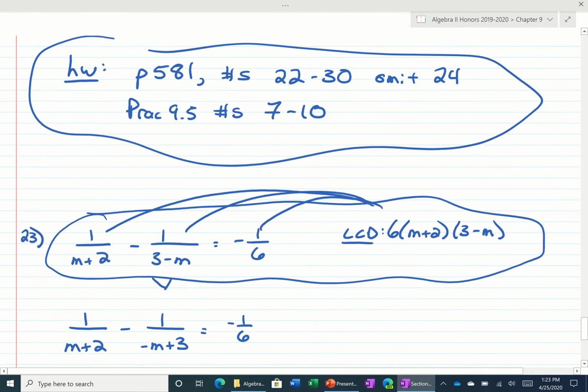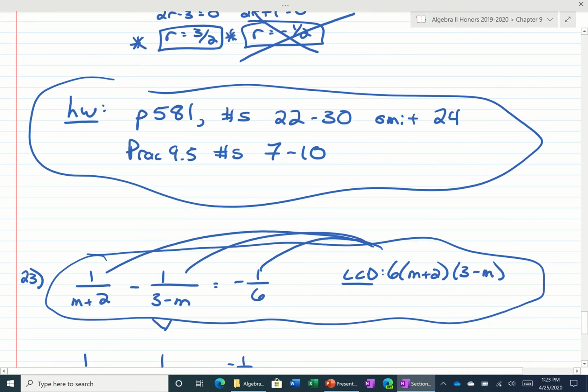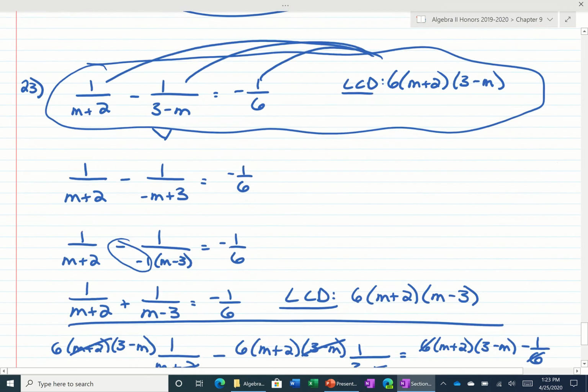Alright, what else do we have to do here? 22 to 30. So that one looked pretty good. I asked you to omit 24. I'll do 26 and 30. And I think maybe I'll do 26 and then I'll do number 8 on the worksheet.